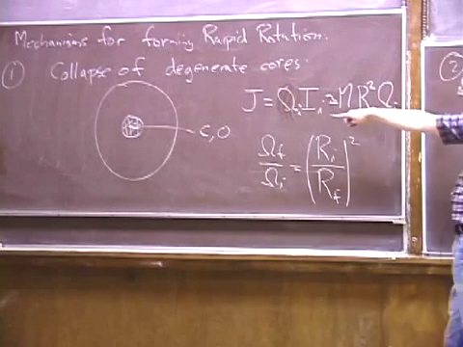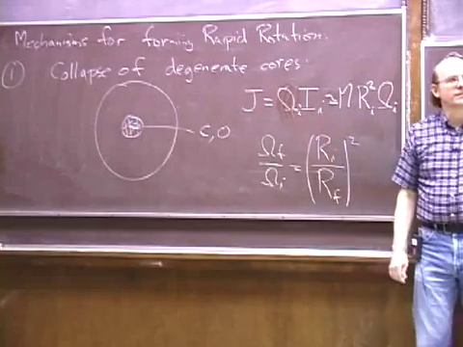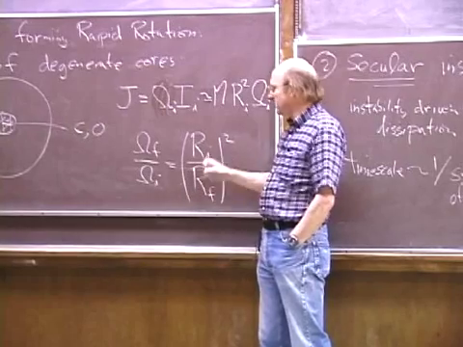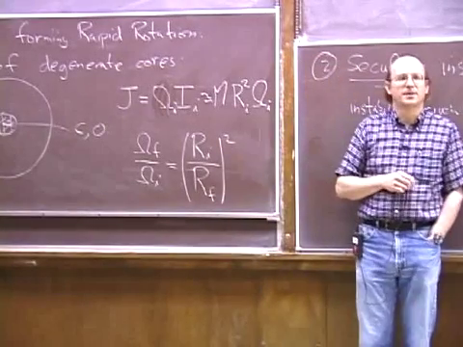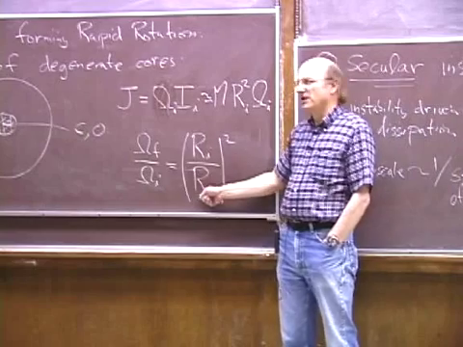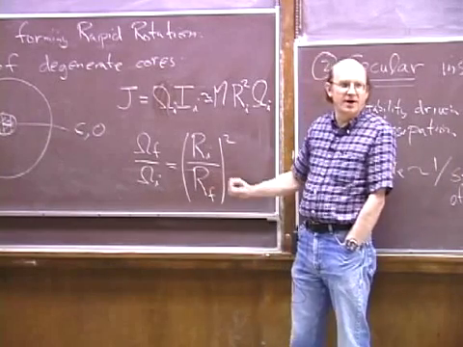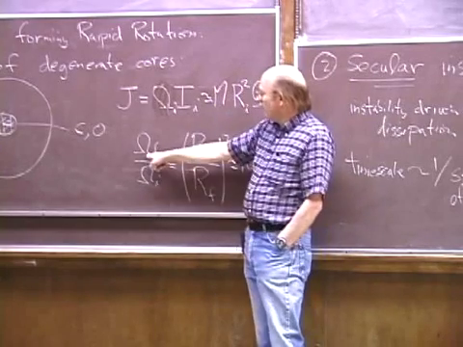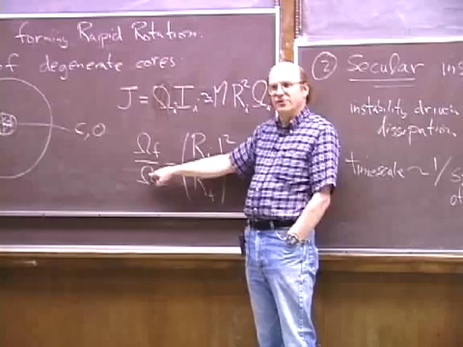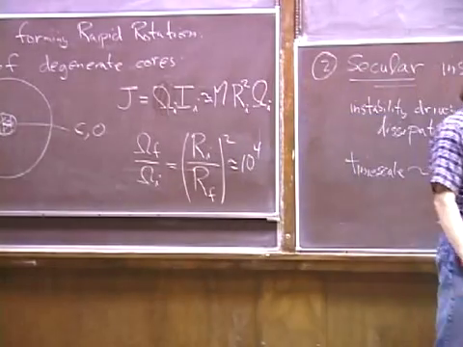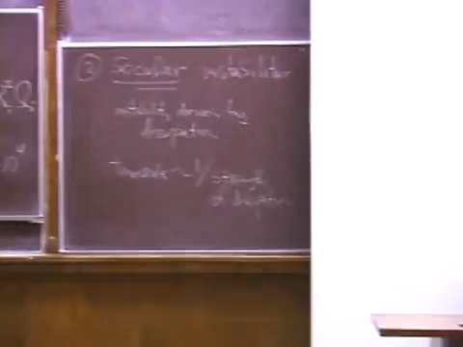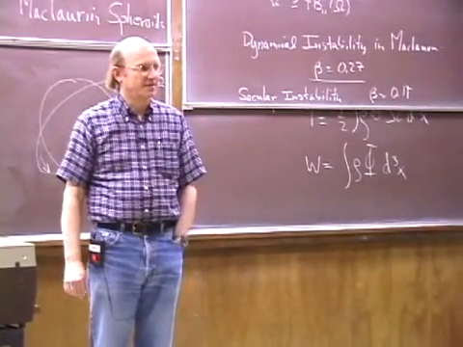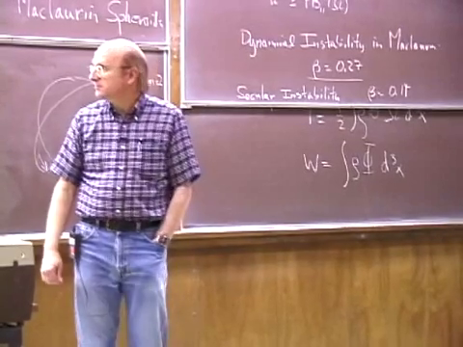So if this initial core is something like a white dwarf, which has a size of about 1,000 kilometers, and the final object is something like a neutron star, which has a size of about 10 kilometers, then this ratio is something like 100, and squared is something like 10 to the fourth. So the angular velocity of the final mess that you get after the collapse tends to be a large multiple of the initial angular velocity. So even a fairly slowly rotating initial configuration can end up fairly rapidly rotating via this mechanism.